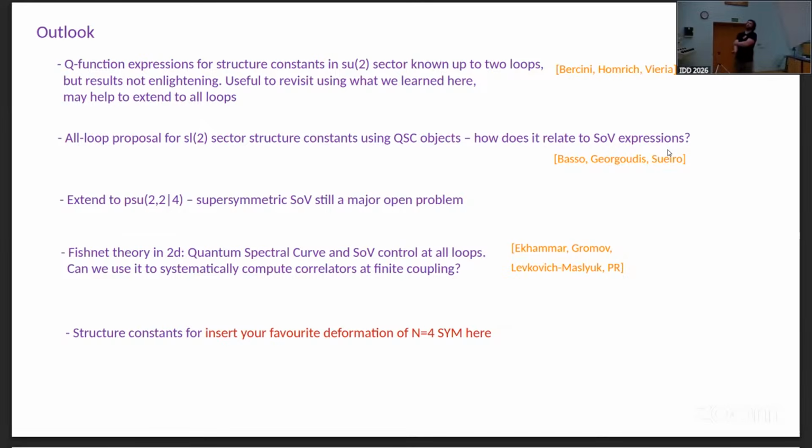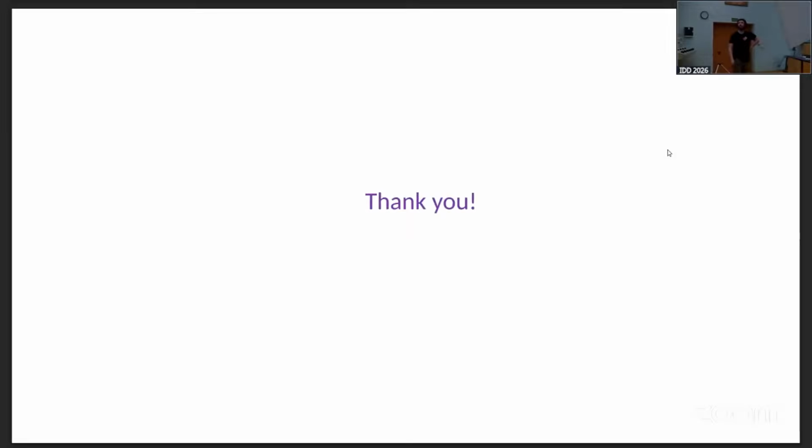There's also an unrelated approach to SL(2) sector correlators at all loops from work by Benjamin Basso, Alessandro Georgoudis, and Arthur Suero, where they also compute structure constants using quantum spectral curve objects. Eventually, of course, we want to extend to PSU(2,2|4), and supersymmetric SOV is still a major open problem. Next, we want to put all of that into practice in fishnet, which is something we're currently doing. And eventually, and maybe more schematically, structure constants for your favorite deformation of N=4 super Yang-Mills, whatever that may be. The methods should more or less apply. So with that, I will thank you for your attention.